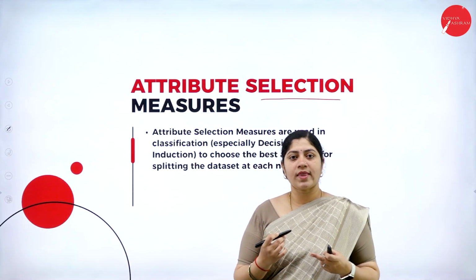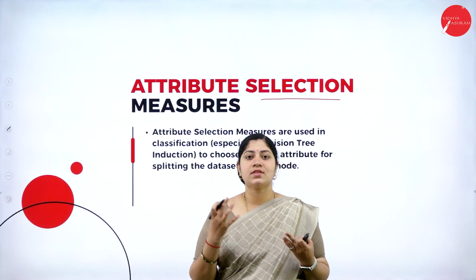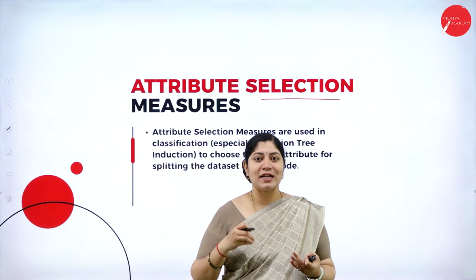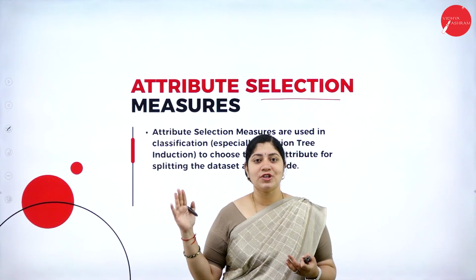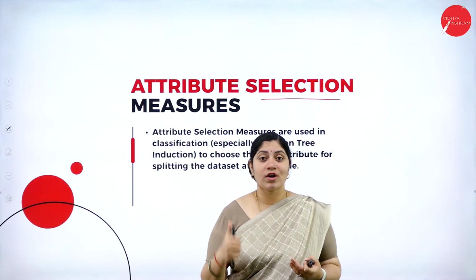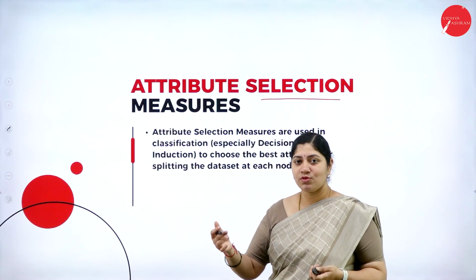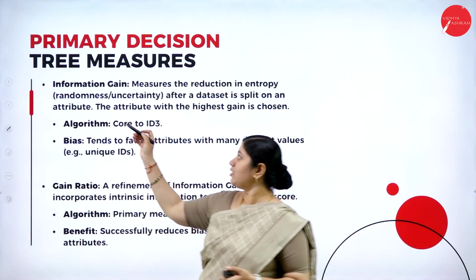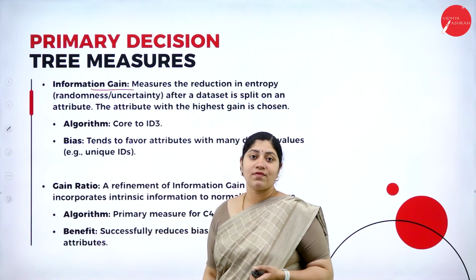Alright, since we know that it is used to select the efficient attribute or feature, it becomes important to understand how these measures are set and what those measures are, correct? So let's move forward and understand the primary measures. The first primary measure is none other than information gain.